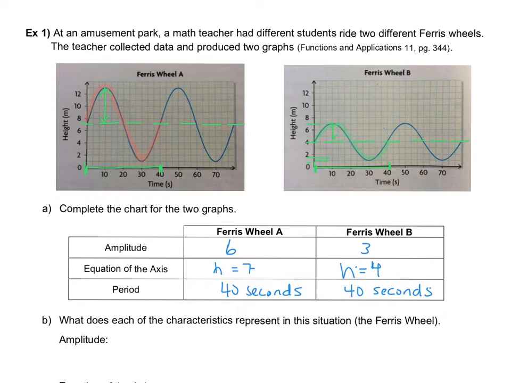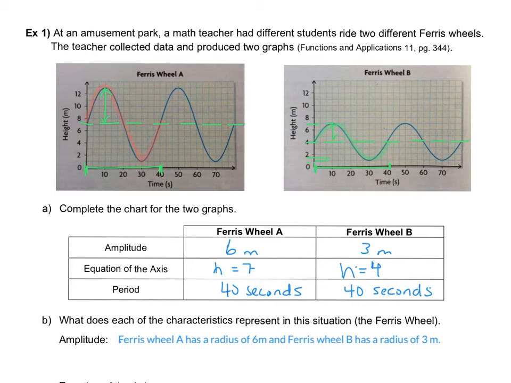So the amplitude is that distance from that middle point. The middle point, remember, for a Ferris wheel or any rotational device would be where the center of the turning is happening. So the axle of the wheel, axis or axle of the wheel. From there, our amplitude was 6, so the amplitude tells us the radius of our Ferris wheel. So the first one has a radius of 6 meters, and the second one has a radius of only 3 meters here. So our second wheel is definitely smaller than our first wheel.